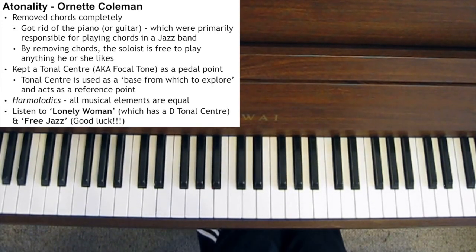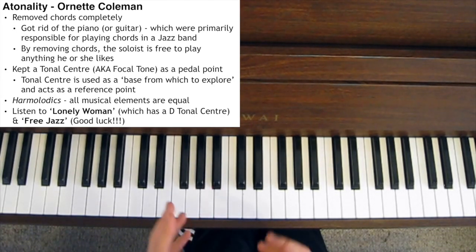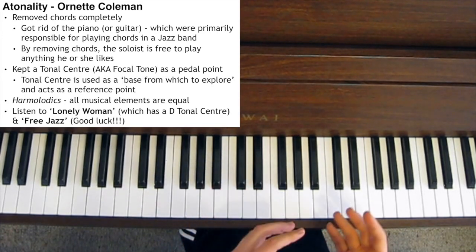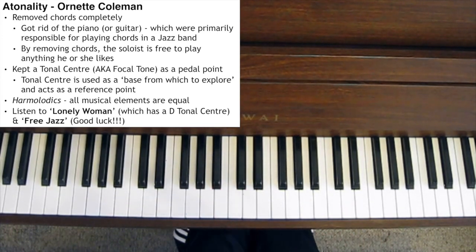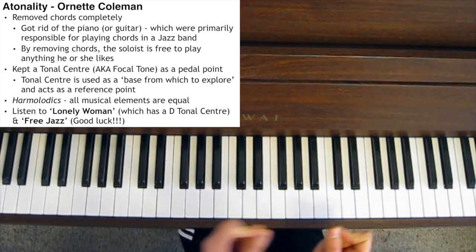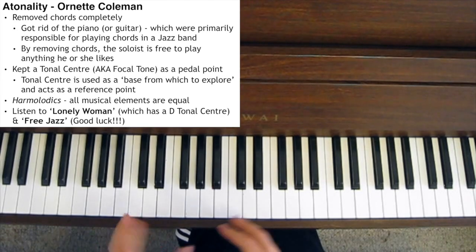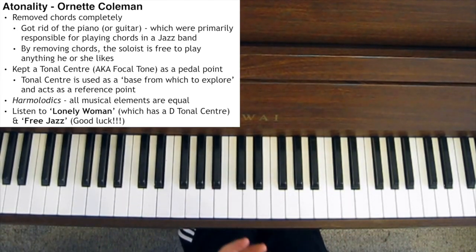He also came up with the theory of harmolodics, which is essentially the idea that all musical elements, that is harmony, melody, speed, rhythm, time, phrasing, they're all equal and none should take precedence over any other. So for example, the melody or the improvisation should not be constrained by the harmony or the tempo, any more than the chords should be constrained by the melody or the meter of the song.